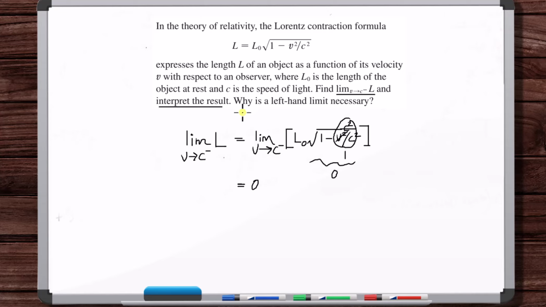Okay? Now, why is a left-hand limit necessary? You couldn't put just a general limit or a limit coming from the right because nothing can exceed the speed of light. So as far as this formula is concerned, you have to put a left-hand limit.